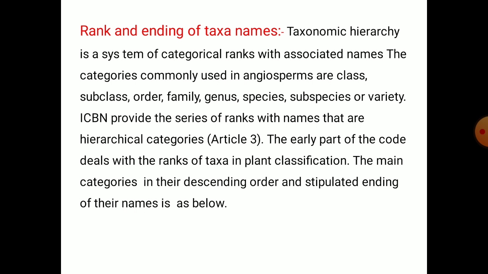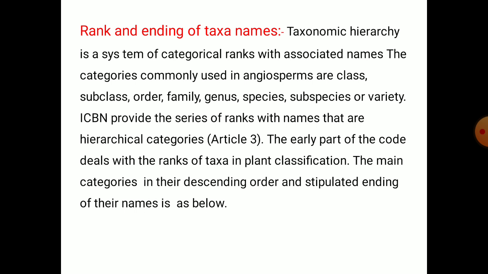The early part of the code deals with the ranks of the taxa in plant classification. What is the rank? The rank is in the form of a hierarchical order or hierarchical categories, that is, in the form of ascending or descending. Ascending, that is right from the beginning: species, genus, family, order, series, subclass, class, division, subdivision. The reverse is the descending order.